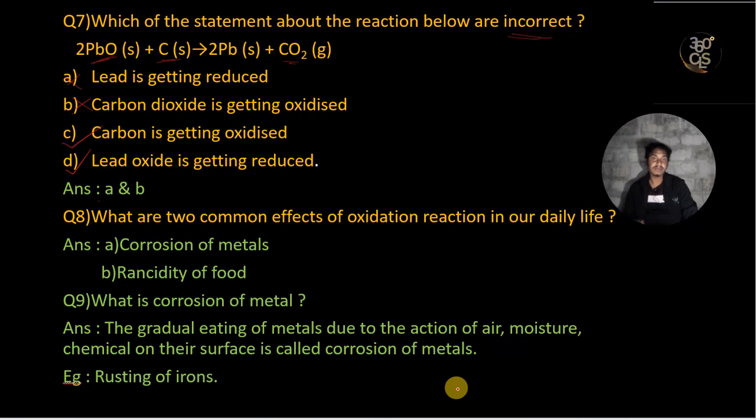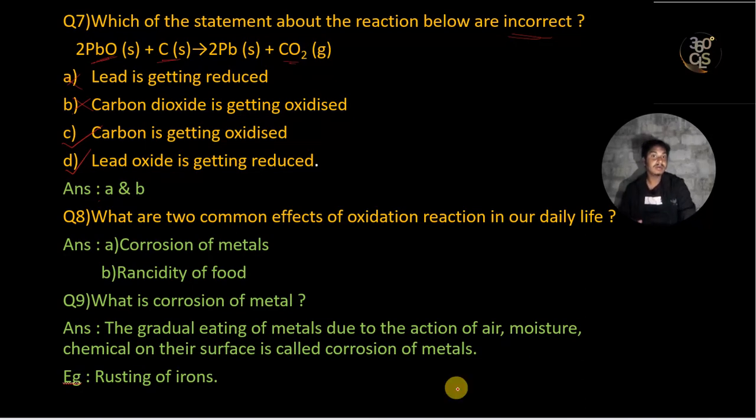Okay. Now next problem is, what are two common effects of oxidation reaction in our daily life? So corrosion of metals and rancidity of food are the two main effects of oxidation reaction in our daily life, which we observe in general in our day-to-day life.